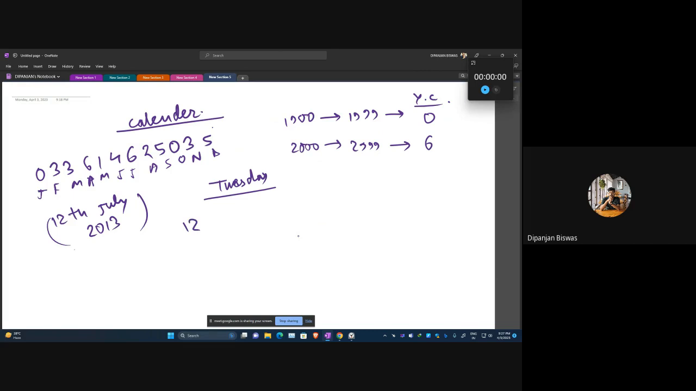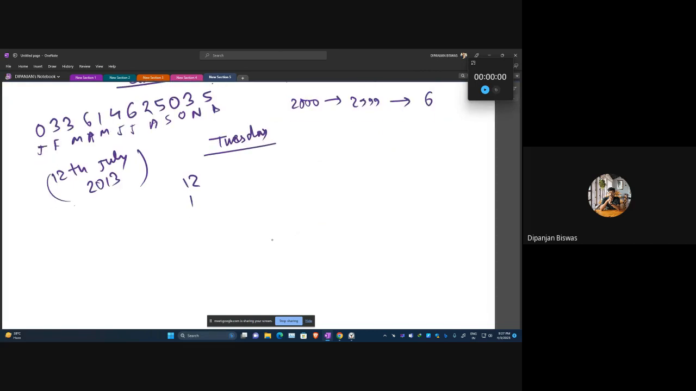So we write 12 directly as the date, take the last 2 digits of the year, that is 13, divide it by 4 and take the quotient. 13 divided by 4, the quotient is 3. Then take the month code of July. July's month code is 6, you can see from here. And take the year code of 2013, starting from 2000 up to 2099, we have year code as 6. So just add all the numbers: 6 plus 6 is 12, 12 plus 3 is 15, 15 plus 13 is 28, 28 plus 12 is 40. Divide 40 by 7 and take the remainder. If we divide 40 by 7, we have 5 as remainder.